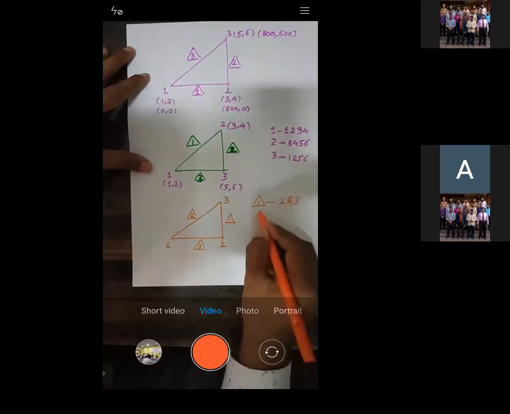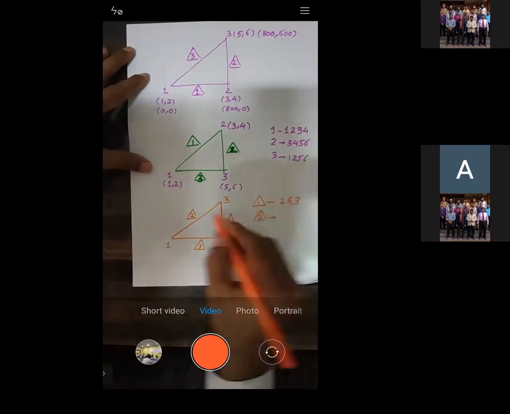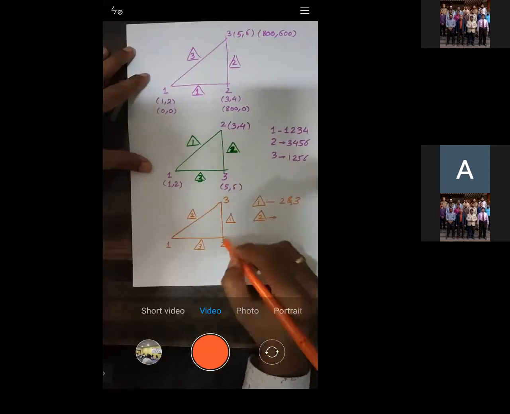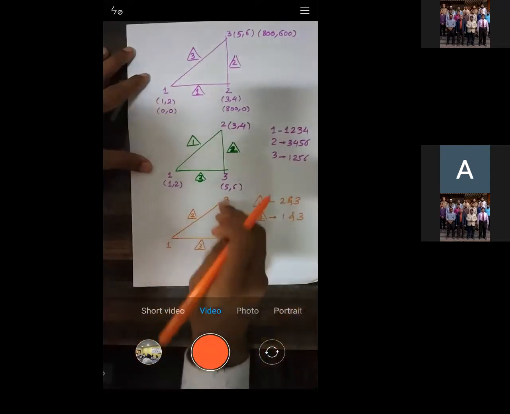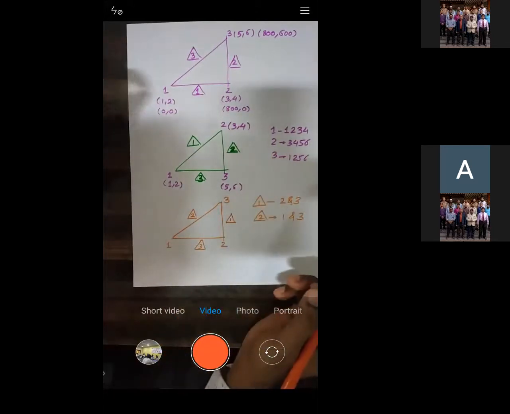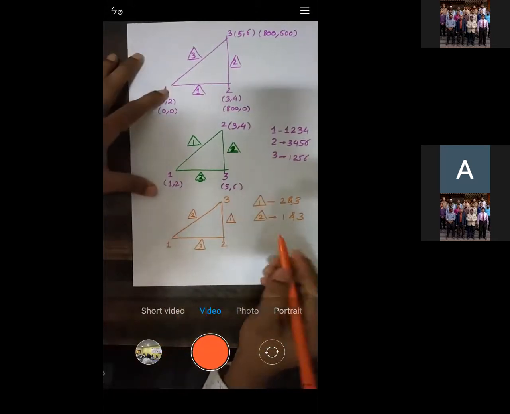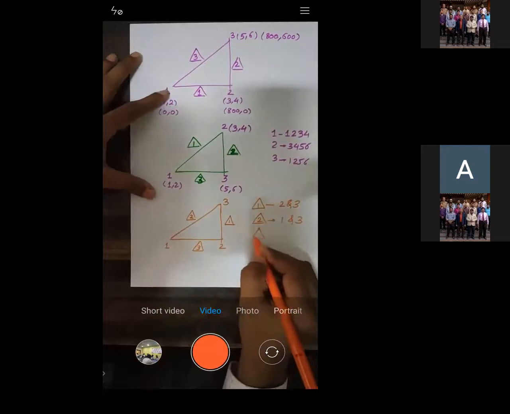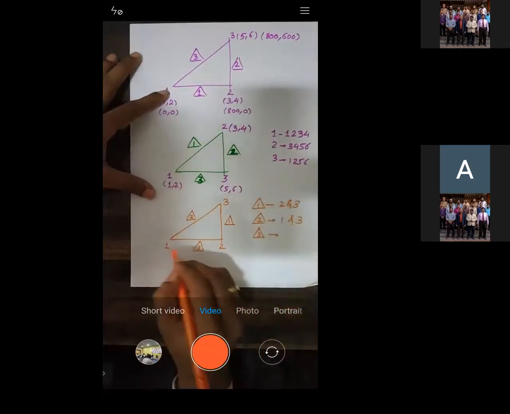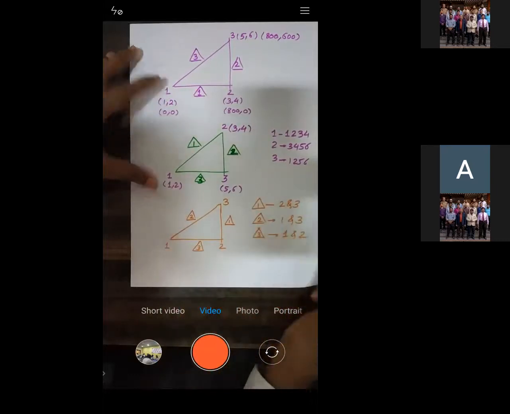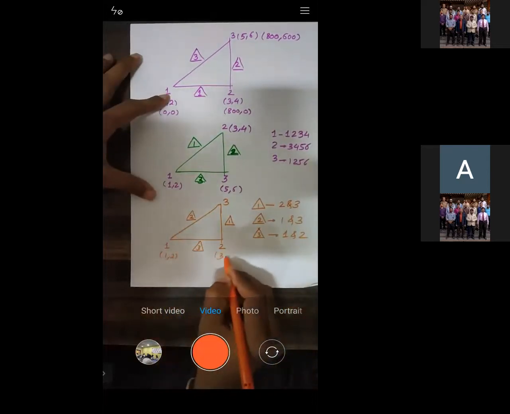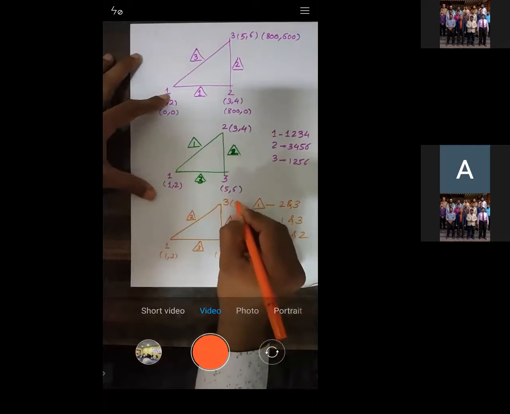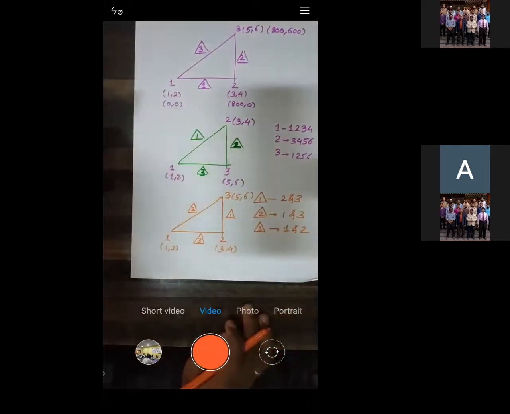If you talk about element number 2, this one, it is between 1, 3, 2, 3. Try to understand. In that way, I'm right. If you talk about element number 3, between 1, 2, 1 and 2. So your degrees of freedom are 1, 2 for this, 3, 4 for this, and 5, 6 for this. Right? 1, 2, 3, 4, 5, 6.